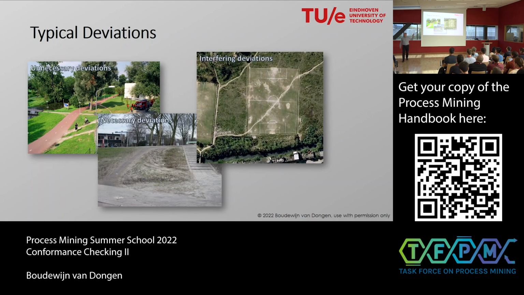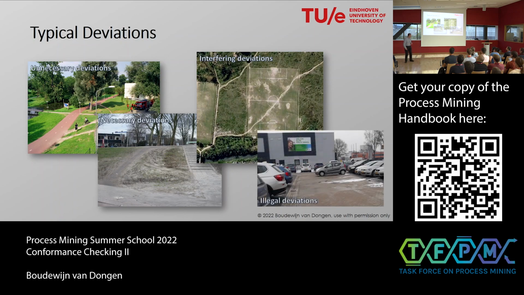Then we have deviations that interfere with the primary process. This is not the Netherlands, it's Brazil. And this is a training field of the World Cup soccer, 1 or 2 years afterwards. So you see that the primary process is sort of interrupted by the deviations here.